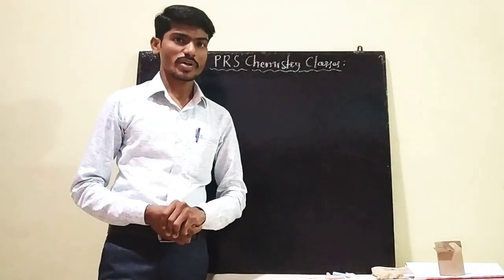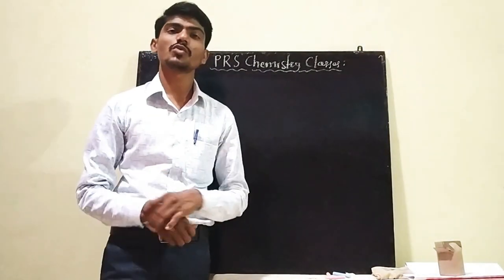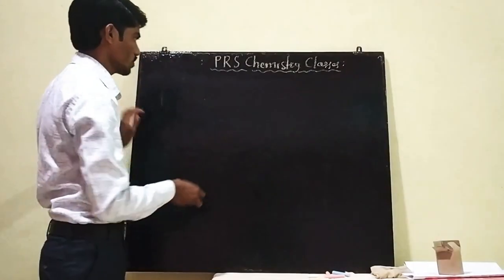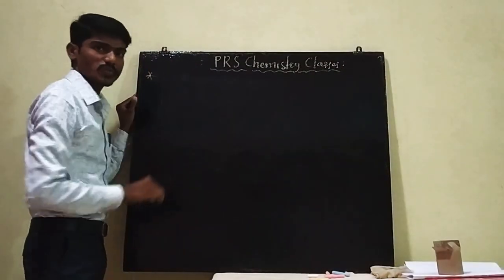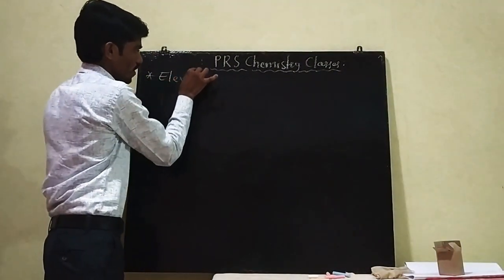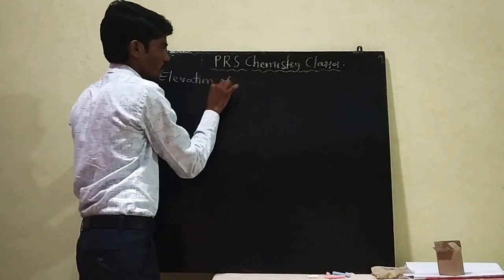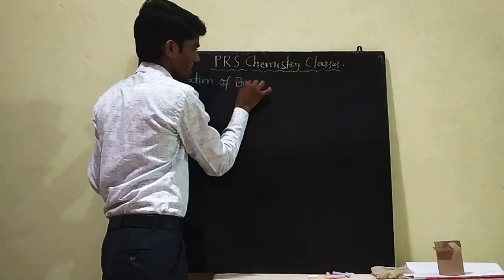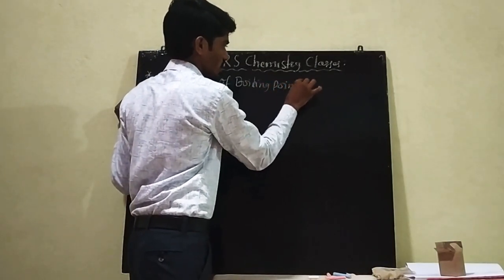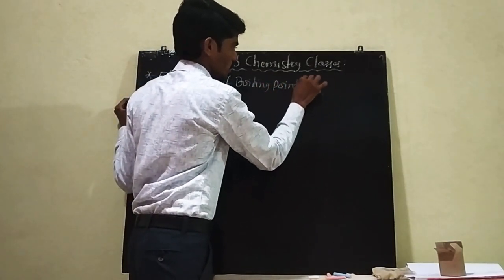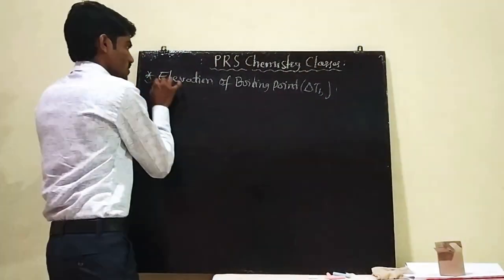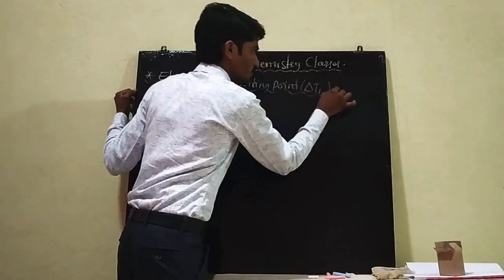In the last sessions we have completed the first colligative property, that is relative lowering in vapor pressure. Now we will discuss the second colligative property, elevation in boiling point, delta Tb. This is the second colligative property. Now let us discuss what is meant by this elevation in boiling point.